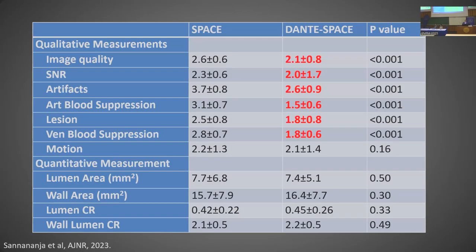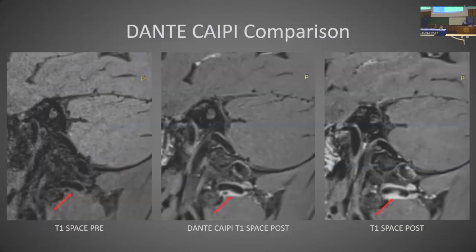And so the first thing is, this is a study that we did in which we compared image quality for DANTE SPACE, blood-suppressed vessel wall imaging, versus non-blood-suppressed conventional SPACE. And we found that there was significant improvement in qualitative metrics across the board, most importantly being blood suppression, while the quantitative metrics were not different between the two in terms of SNR and CNR.